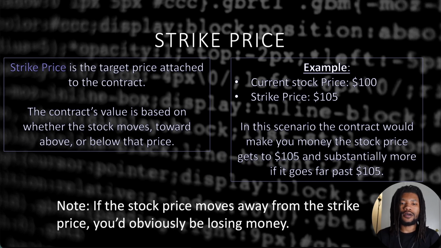The first part of a contract is the strike price. The strike price is the target price attached to the contract. It's basically the price that you're targeting. The value of a contract is based on whether the stock moves toward, above, or below that price.